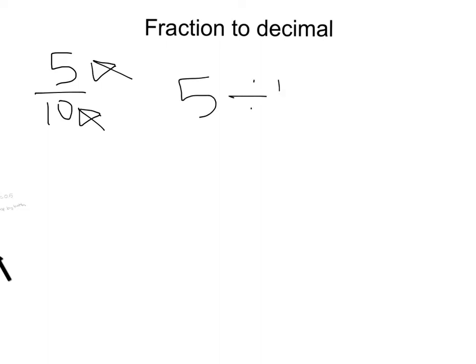This is how to convert fractions to decimals. Say you have a fraction like 5 over 10. What you want to do is divide the top by the bottom. So 5 divided by 10 equals 0.5. You can also add a 0 if it helps you. And that's your answer.